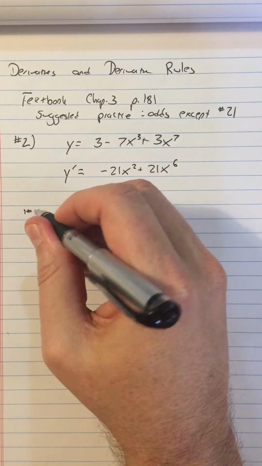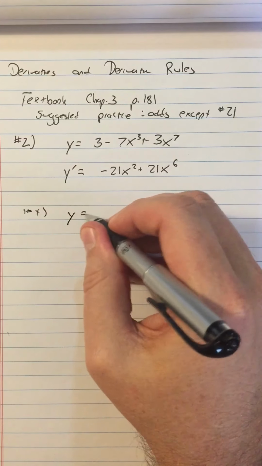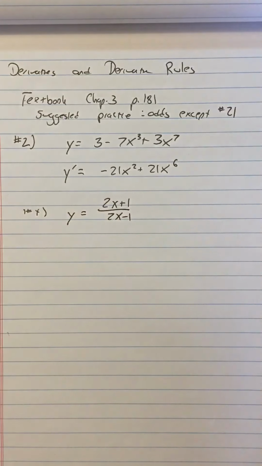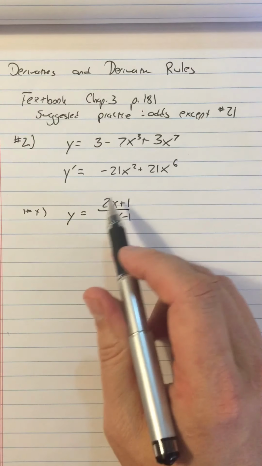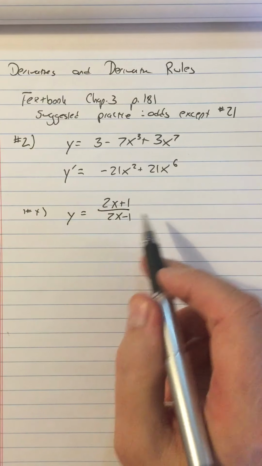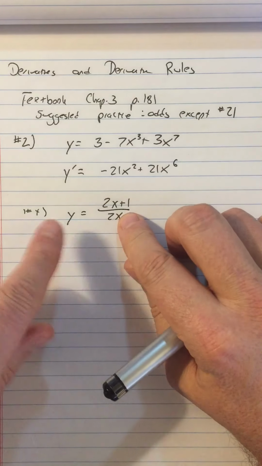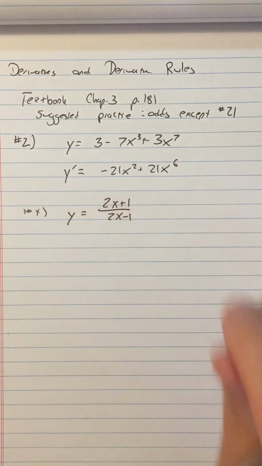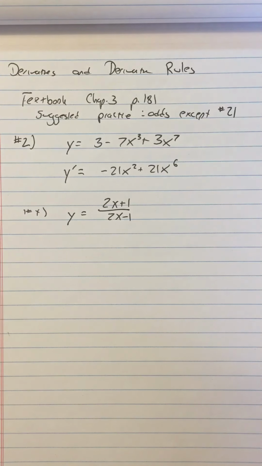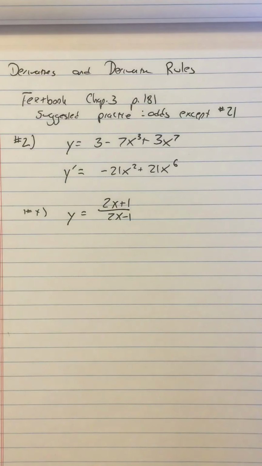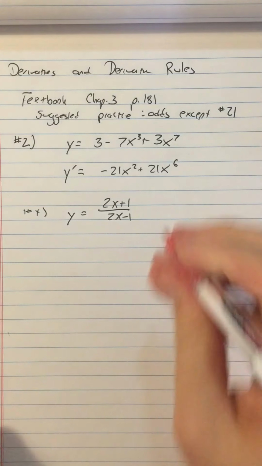All right, number 4 says y equals (2x plus 1) over (2x minus 1). So what rule do we need? Yeah, we need quotient rule. Now, one thing you should look for is whether there is some way I could simplify this so that I would not have to use quotient rule. Like if this were just 2x here, then I could split this into 2 separate fractions, which would simplify nicely and it'd be easy to do with power rule. But because there's a plus and minus in the denominator, I can't do that. I have no choice but to use quotient rule.